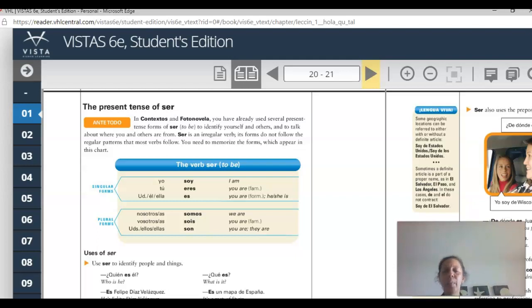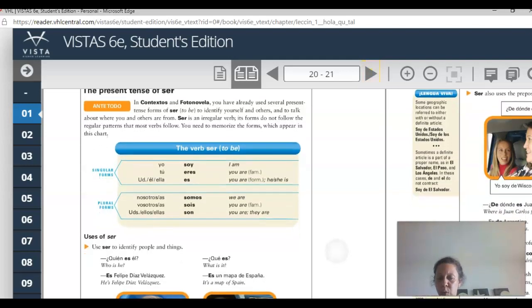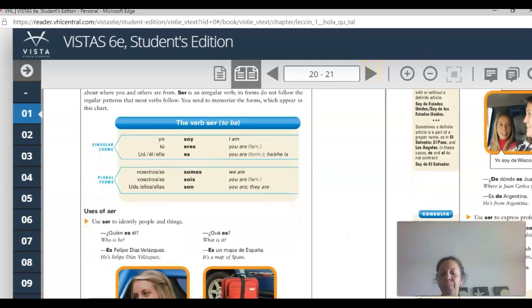Because remember, when you say americano, americana, that means I'm from the whole continent, okay? The continent starts with Canada, and it ends at the bottom with Chile, and Argentina, La Patagonia. That's the whole continent. If you say americano, you're from the continent, but you want to say the country, Estados Unidos, okay? Bien. And then, yo soy, tú eres.